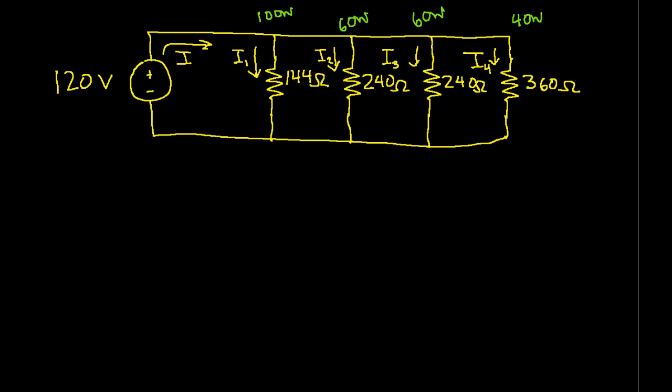So I can write down KCL, which says that the total current flowing into the node is equal to I1 plus I2 plus I3 plus I4.